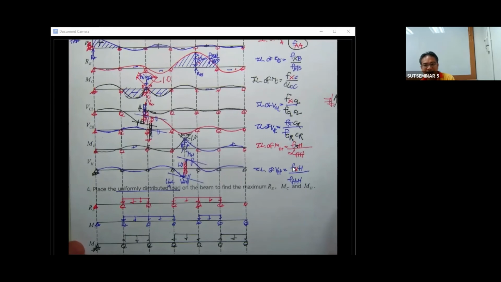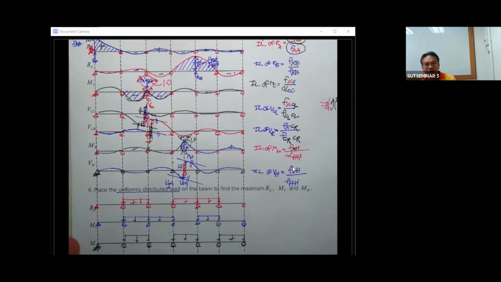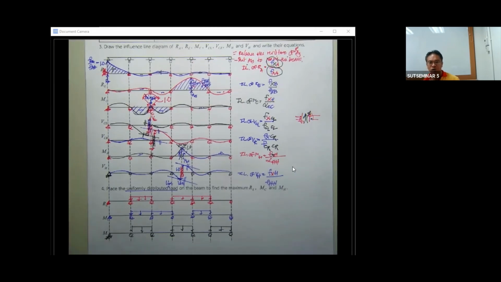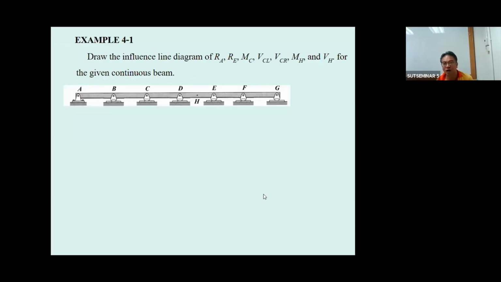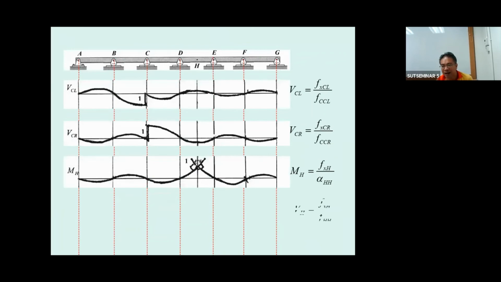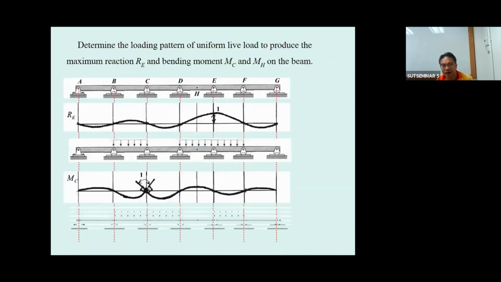And again, the use of this: the American Concrete Institute uses the concept of influence line diagram to produce the coefficients used to design the reinforced concrete beam. Okay, I let you guys go back and take a look at this. Okay, I showed you guys already.